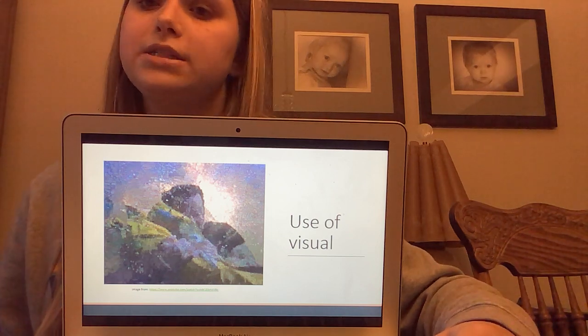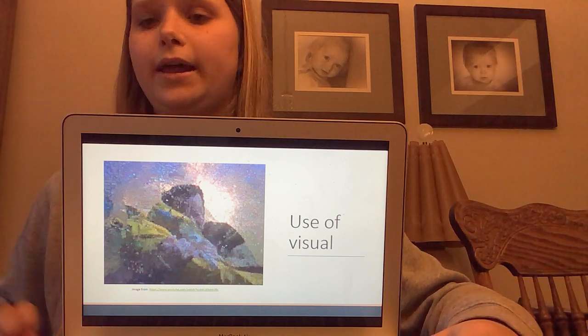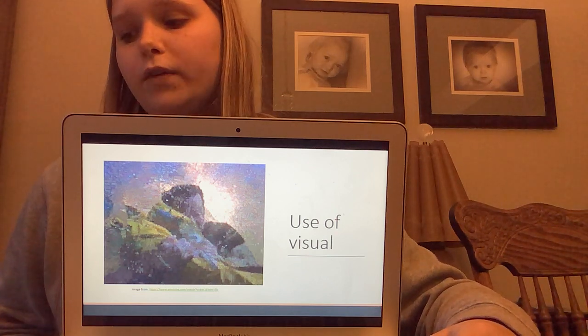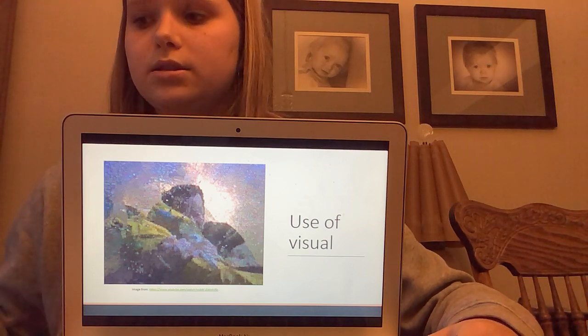Now, this is not the only example of the use of visuals in the film, but it is a very big example that I like to use. Overall, the use of visuals in this scene helps to encapsulate the audience.